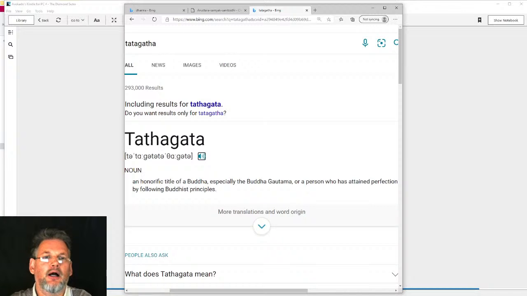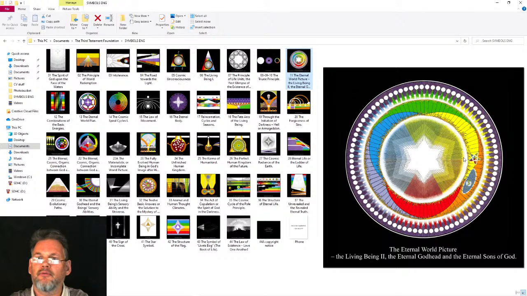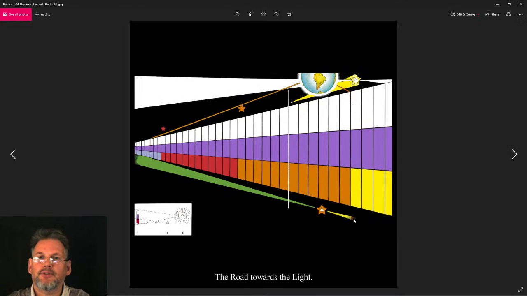Then there's this, I used to call it Tathagata, but here it says it's called Tathagata. This is an honorific title of a Buddha, especially the Buddha Gautama, the person whose words are written down in the Diamond Sutra, or a person who has attained perfection by following Buddhist principles. So basically, a Tathagata is just another synonym for one who has cosmic consciousness, or has reached this star, right? This evolutionary stage.